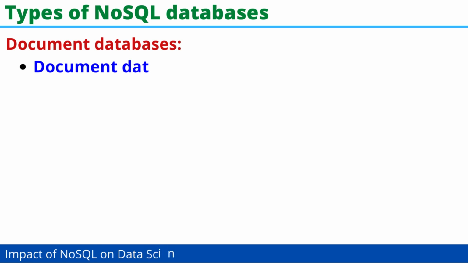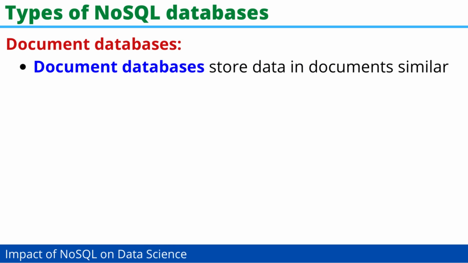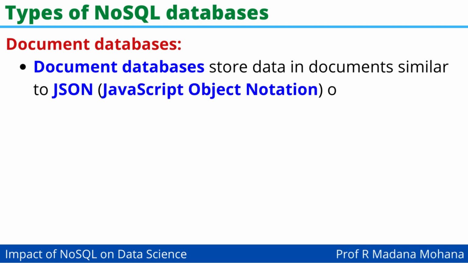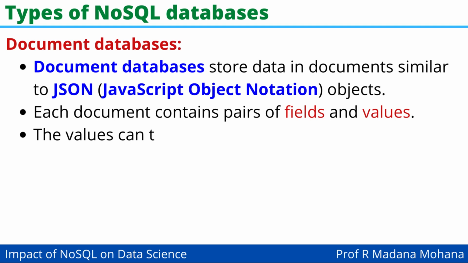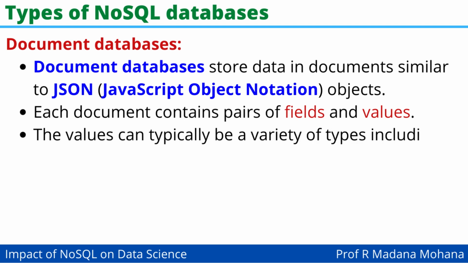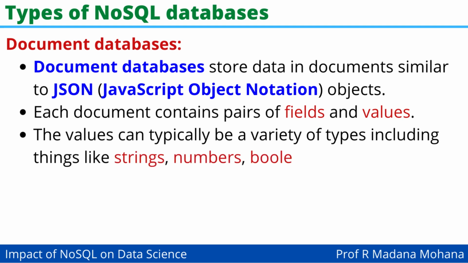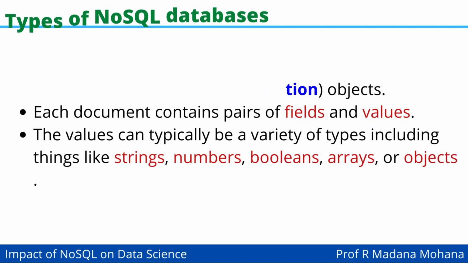The first one, let us see document databases. Document databases store data in documents similar to JSON, JavaScript Object Notation objects. Each document contains pairs of fields and values. The values can typically be a variety of types, including things like strings, numbers, booleans, arrays, or objects.